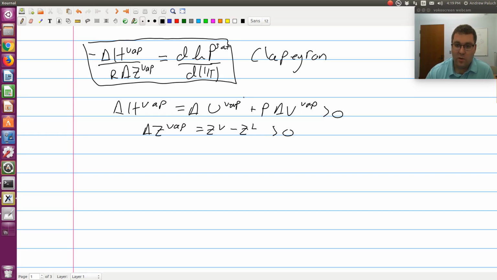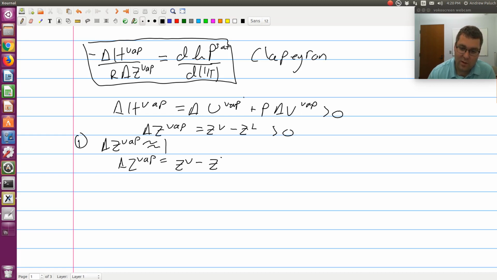The assumptions we'll make in the Clausius-Clapeyron equation will be, first, we're going to assume delta Z of vaporization is approximately equal to 1. What does that mean? We said that delta Z of vaporization is equal to Z vapor minus Z liquid. Remember, Z is equal to PV over RT, where if I'm at phase coexistence, P and RT in my two phases are the same. What's going to be different in the two phases is just molar volume.